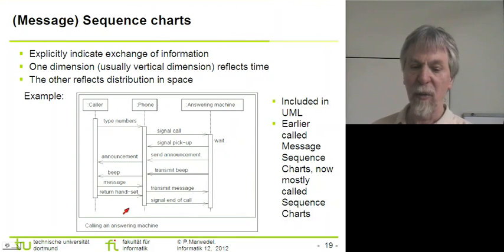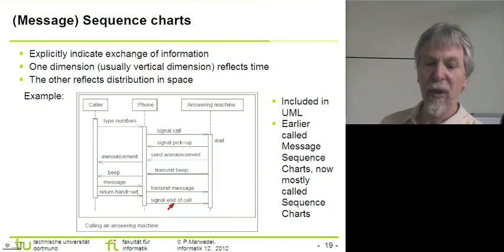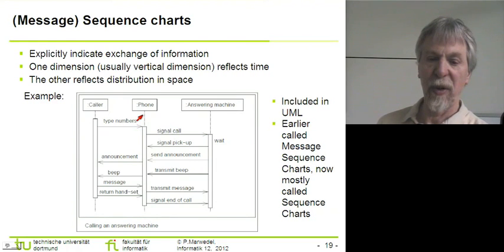And finally, when the caller is returning the handset, we would signal the end of the call. So in that way, we can describe the different sequences that we have for the different components that are involved here. We know the sequence of messages for the phone. We know the sequence of messages for the caller and for the answering machine.